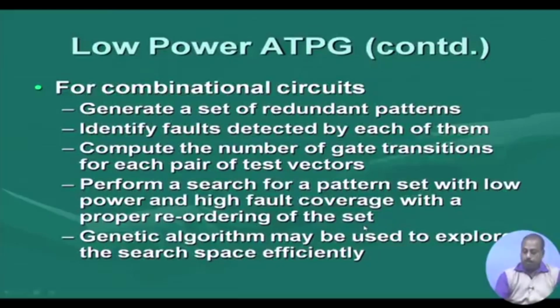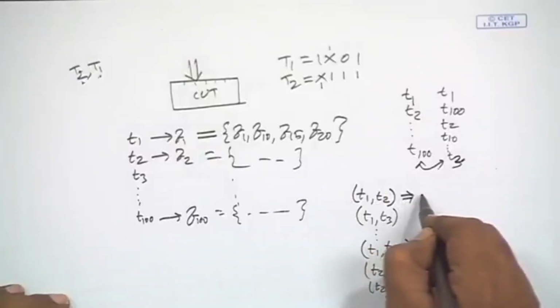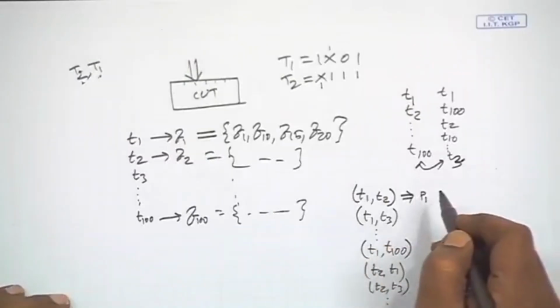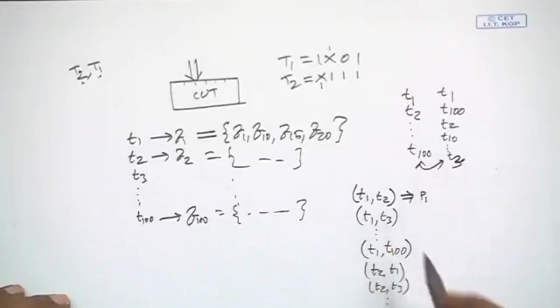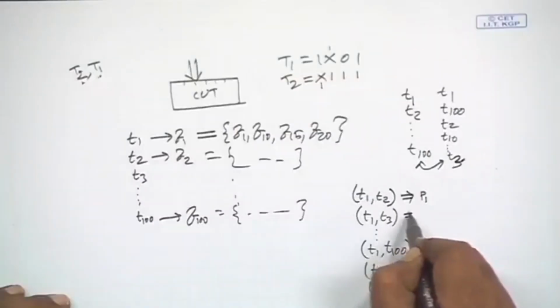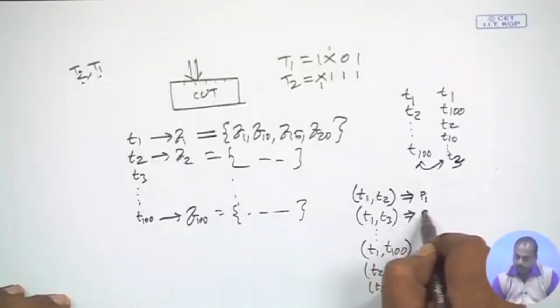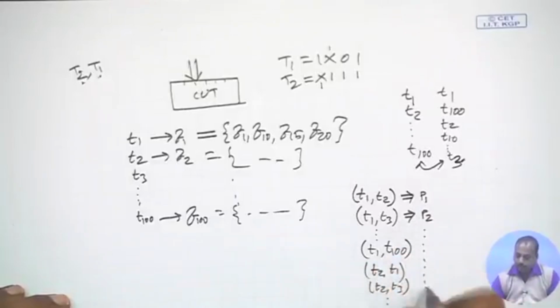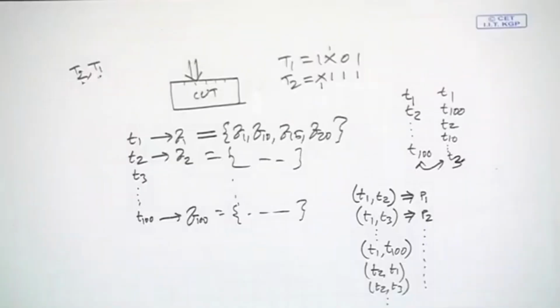Now I have a choice. Suppose it says that T1 followed by T2 consumes power P1. So, in terms of gate transitions, maybe P1 number of gates do transition. Then this may be P2. So, like that, for each test pattern pair, I have got the number of transitions that are occurring in the circuit, and the number of transitions is an indicator of the dynamic power consumption of the circuit if the patterns are applied in that sequence.